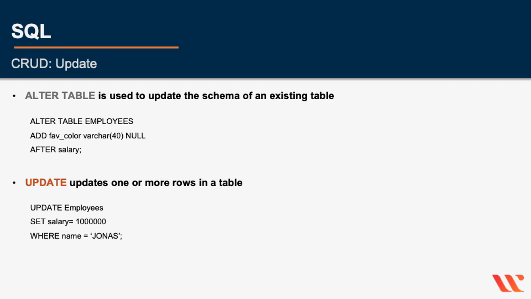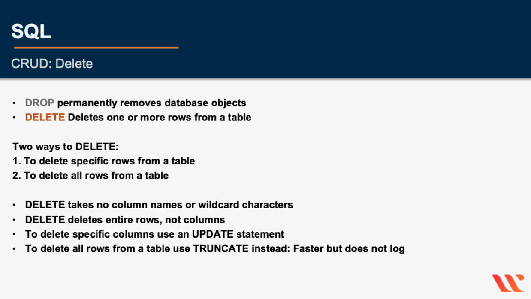Then you have the update, which updates the row. Here we're saying update the employees table and set the salary to $1 million where the name is Jonas. Then you have the delete. Delete also has two separate versions here. The drop is a database level command that you can use to drop a table or a database object, and delete is a row level command where you're deleting a specific row from a table.